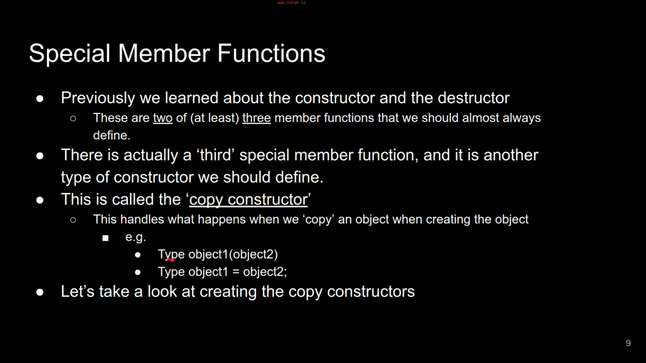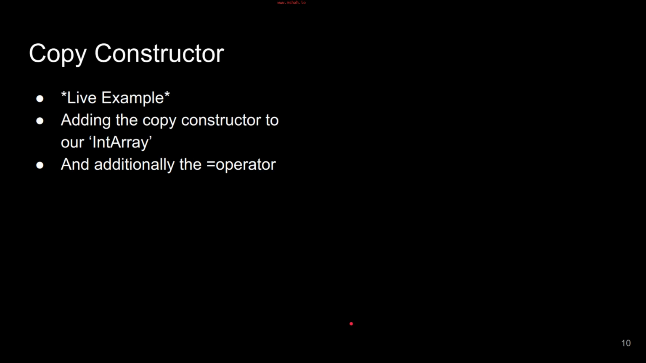So in this example, let's say I have some custom type. I have this object1, and I'm passing in an object as a parameter while constructing it. Well, that means object1 is a copy of object2. Or likewise, when I am creating object1, here's the type, I'm initializing it, and I'm assigning it to object2, the copy constructor is also called. Okay, so let's take a look at the copy constructor.